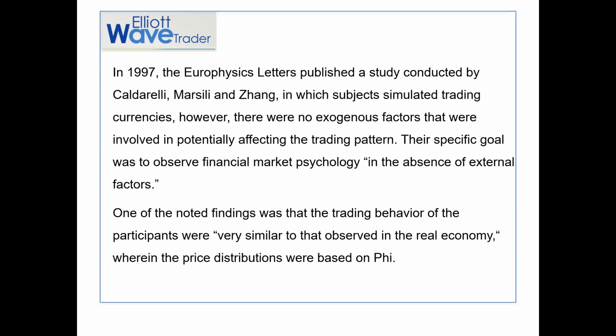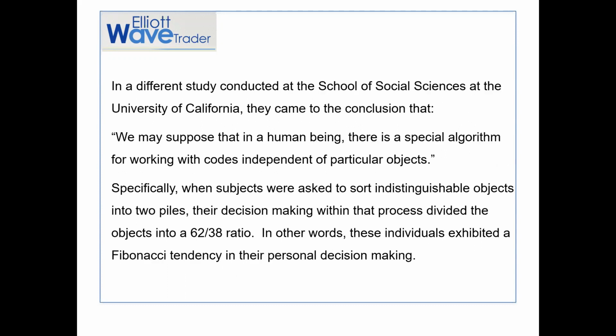One of the noted findings was that the trading behavior of the participants was, quote, very similar to that observed in the real economy, wherein price distributions were based on phi. Now, this basically means, folks, that mass decision-making will move forward and move backward based upon mathematical relationships within their movements. This is the same mathematical base with which nature is governed. The same laws that were set in place for nature also govern man's decision-making in mass and even on an individual basis.